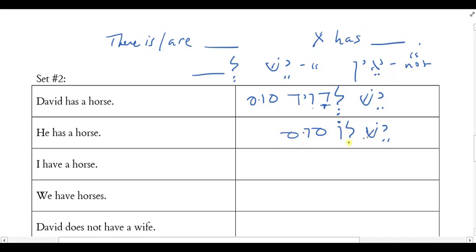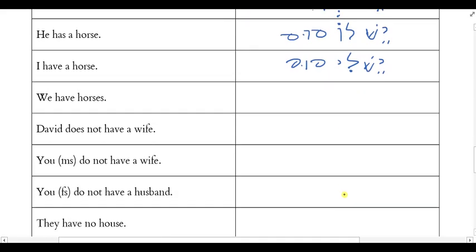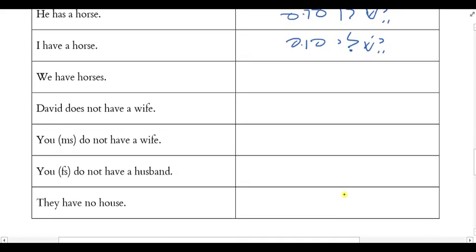Sus. So yesh lo sus. Everybody say that with me. Yesh lo sus. All right. Good. Now, I want to say next, I have a horse. So how would I say that? Yesh. And then it would be li. Good. To me. Yesh li sus. Yesh li sus. And then we have horses?